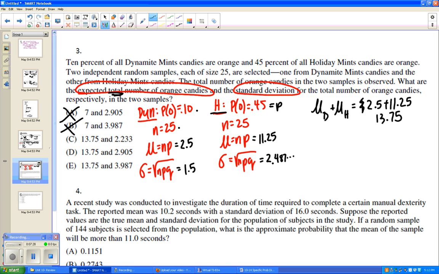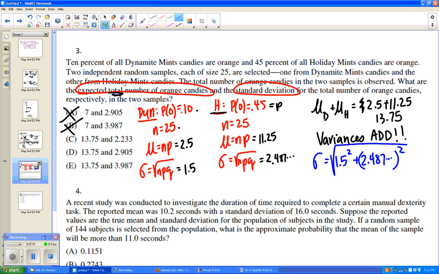Standard deviations, you have to remember that variances add. Always. So I'm going to look at their variances. To get the new standard deviation, I'm going to say 1.5 squared plus 2.487, I'm going to use that whole thing, square that, and then to go back, take the square root. Should get 2.90433. Don't round until the very, very end. So what's that closest to? It's closest to this one. So D. So again, this is using probabilities and this idea of variances adding that comes up a lot in multiple choice and combining random variables.